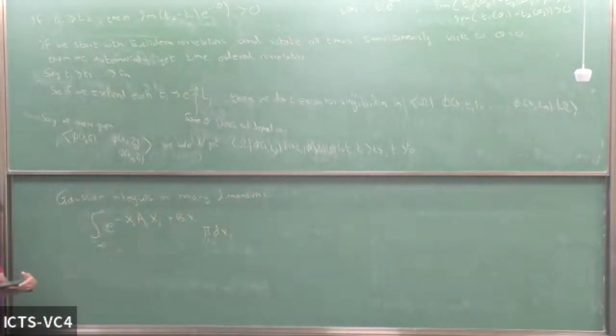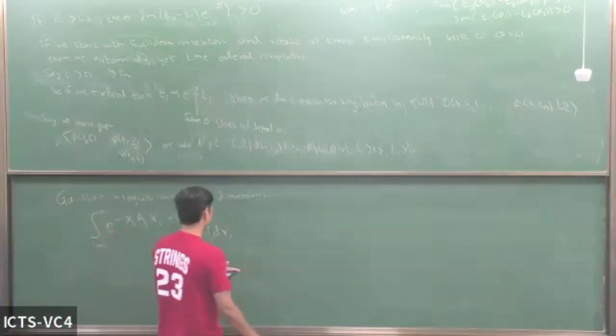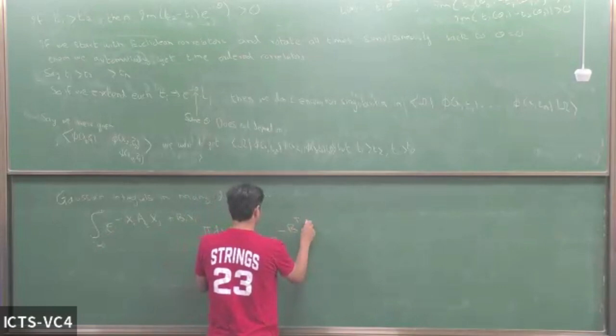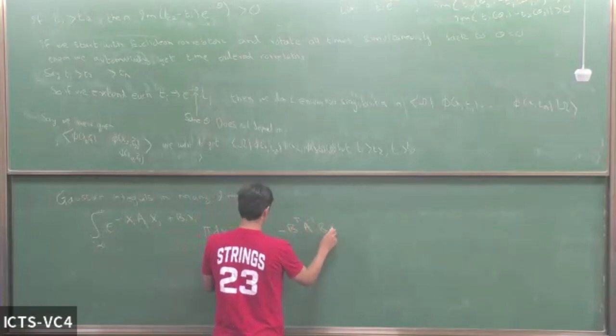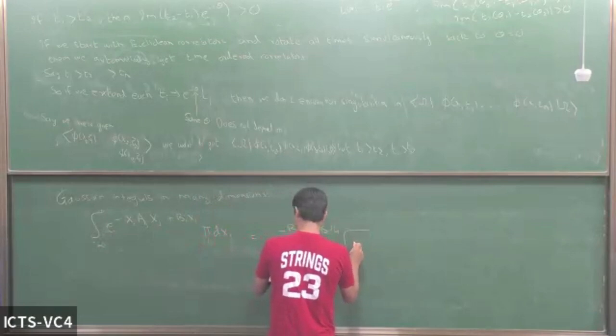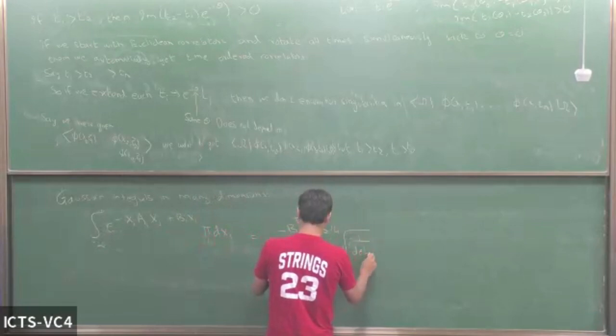There's a standard formula for this, which is that this is equal to e to the minus b transpose A inverse b by 4, times the square root of 1 by det of A by pi.